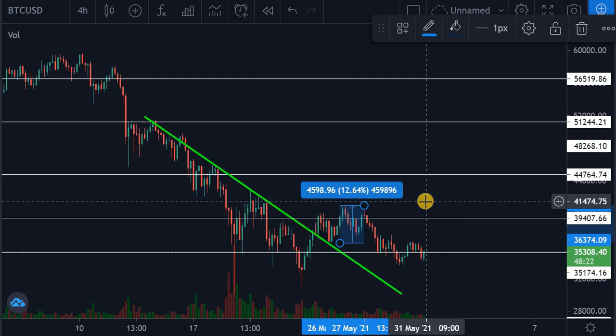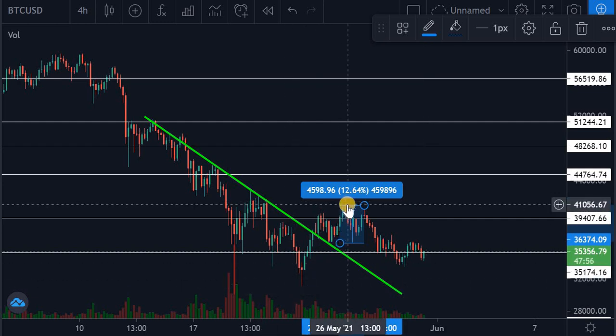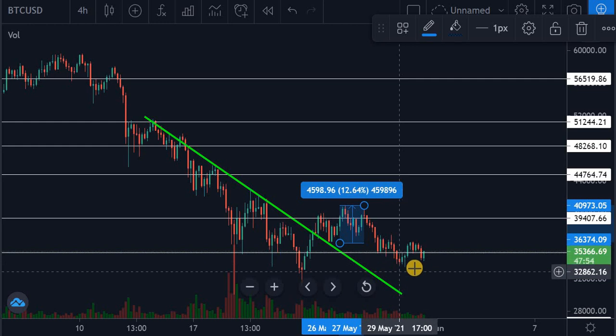I actually got in on this trade and I took my profit at around $40,000. So I entered at around 37,000 and I took my profit at around 40,000. That's actually a good amount of profit, 12.64%. Bitcoin went up, had a failed rally and came down to this level.